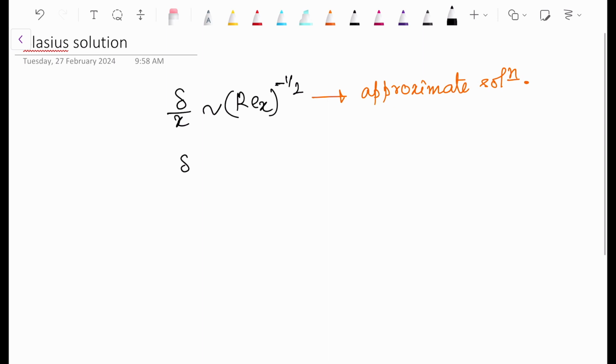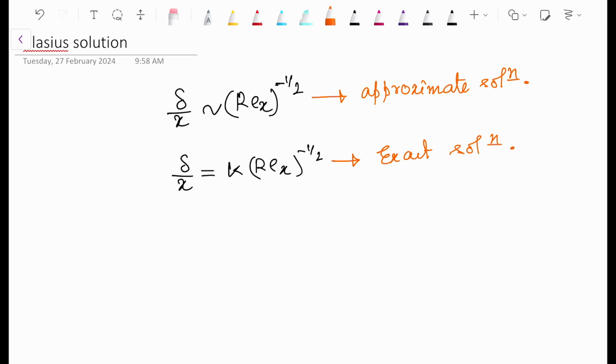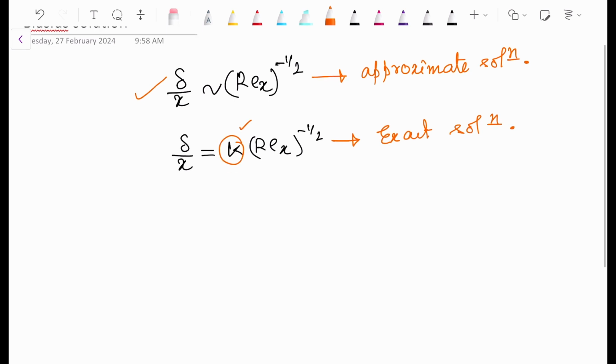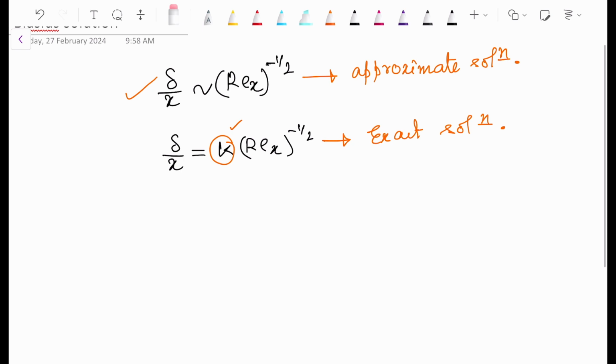But if I have to get something like this equal to some k into Re_x to the power minus half, then I will call this an exact solution. So scaling analysis provided me the approximate solution. It is giving me the most important thing as an engineer, that is the relationship between the independent and the dependent variable. But now if I want to get this constant k, then I have to solve the boundary layer equations exactly. And that was done by Blasius.